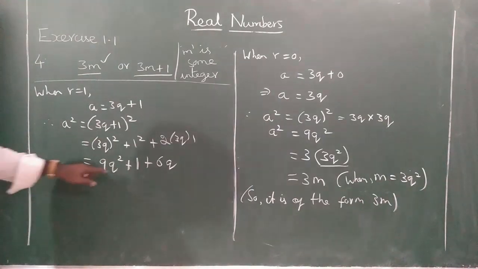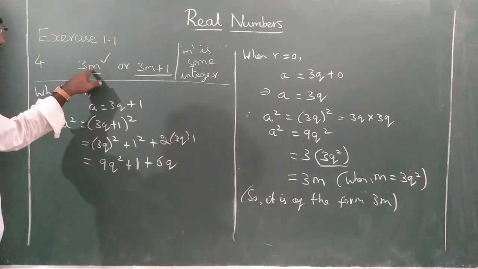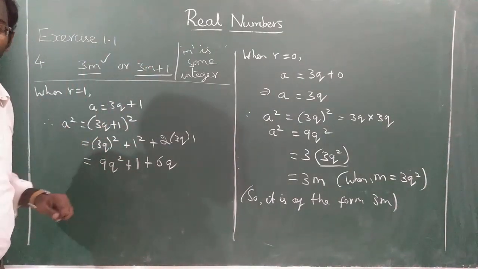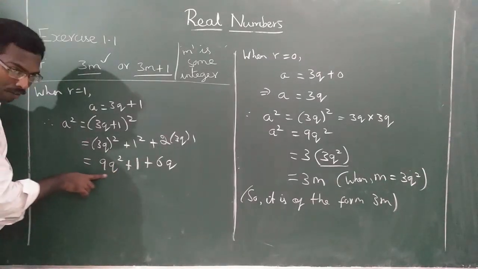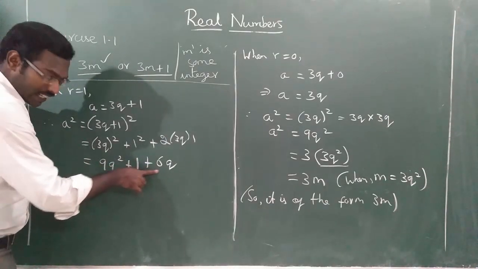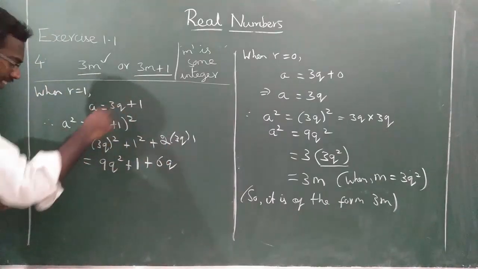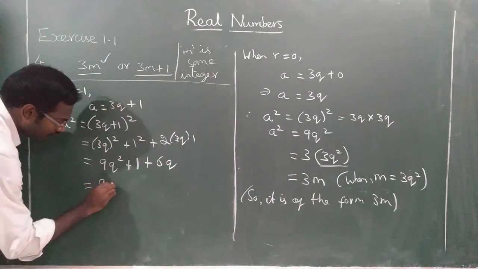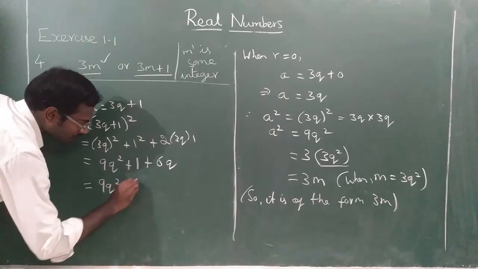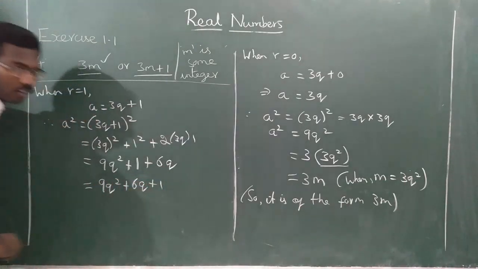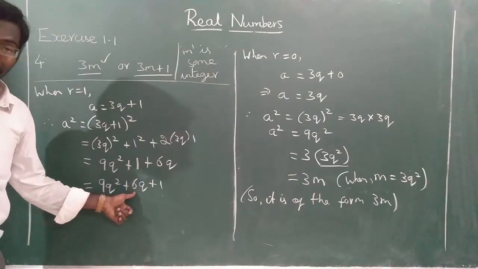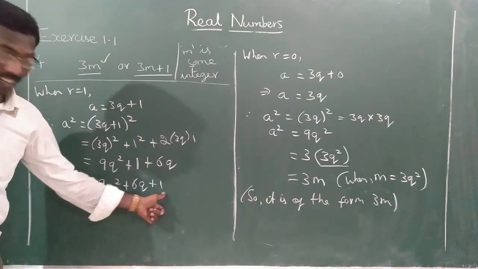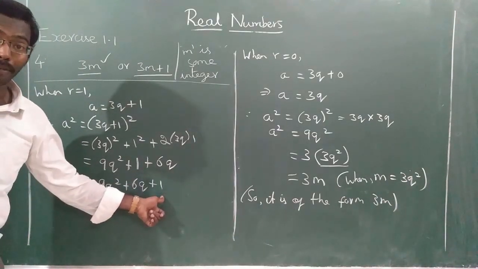Now listen. This should be of the form either 3m or 3m plus 1. Can we take 3 common here? Here we can take 3 common and here also we can take 3 common. So let us rearrange it like this: 9q square plus 6q plus 1. Here also we can take 3 common, here also we can take 3 common. But here we cannot take. 1 is not divisible by 3.